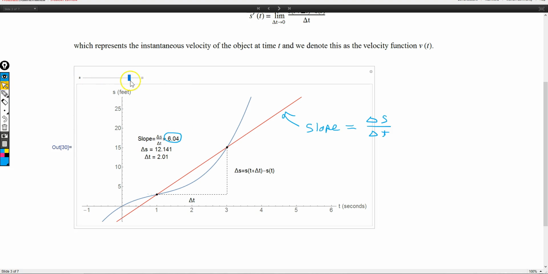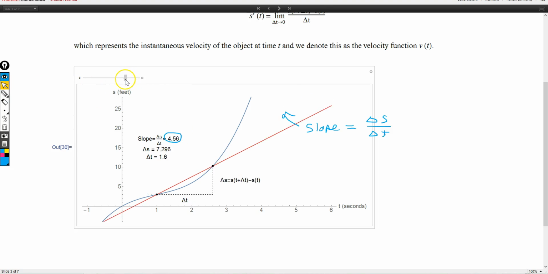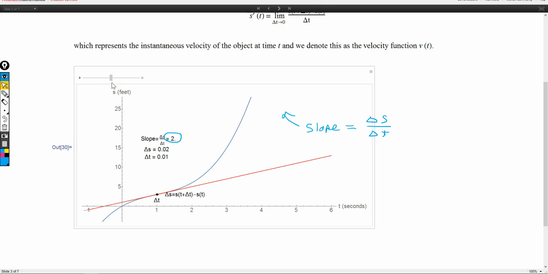And then as we let delta t approach 0, notice that our change in position divided by our change in time becomes 2. So at this instant in time, at time 1, our object is traveling 2 feet per second. That's its instantaneous velocity. So we have this result.